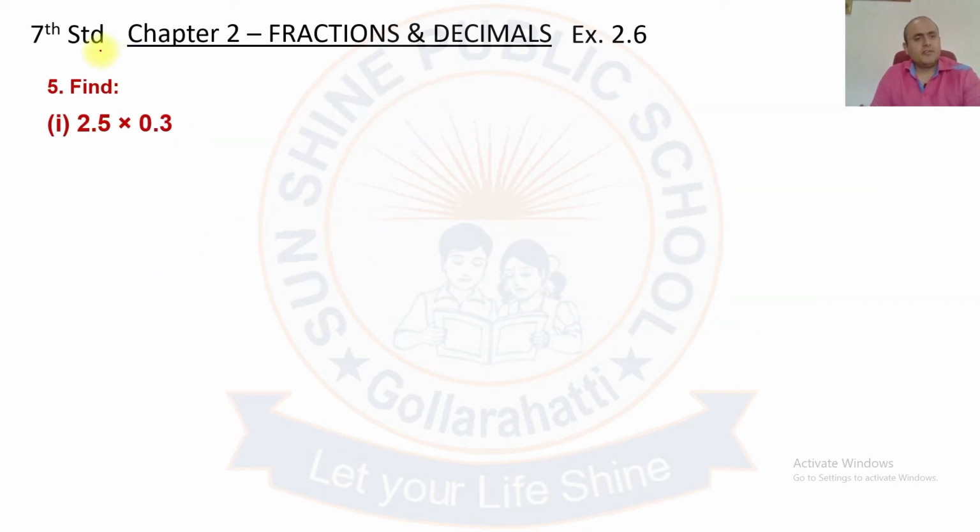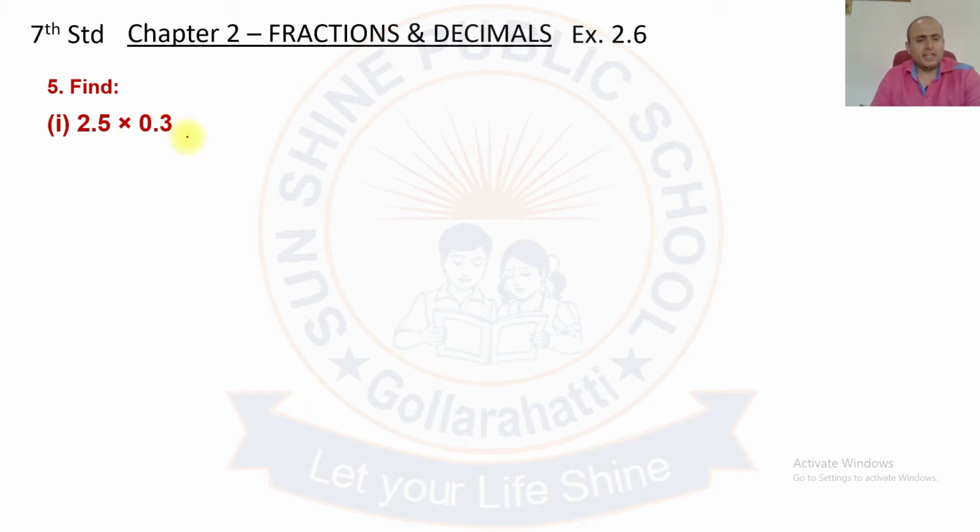Next question is find 2.5 into 0.3. So you have to multiply. In the earlier questions, you had a decimal point on one side. Here you have decimal points on both sides. So in this also, it is the same procedure. You have to follow it.